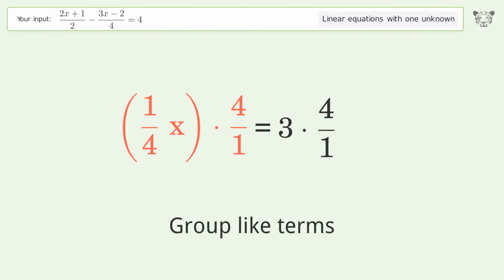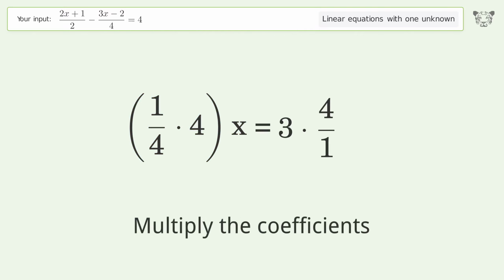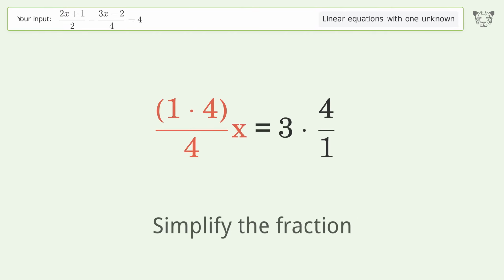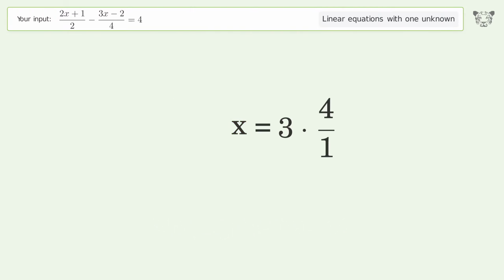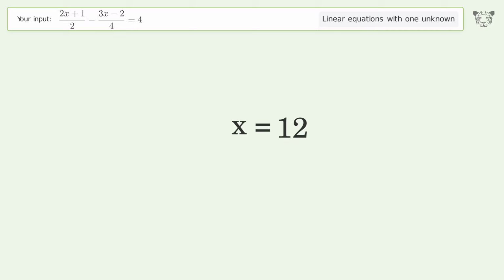Group like terms. Multiply the coefficients. Simplify the fraction. Simplify the arithmetic. And so the final result is x equals 12.